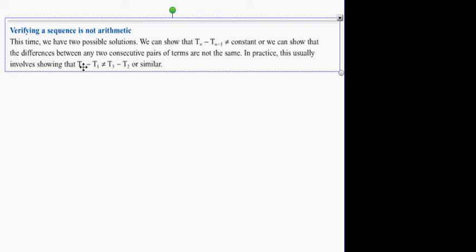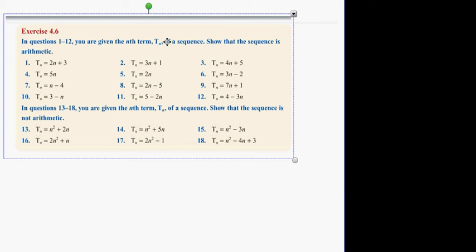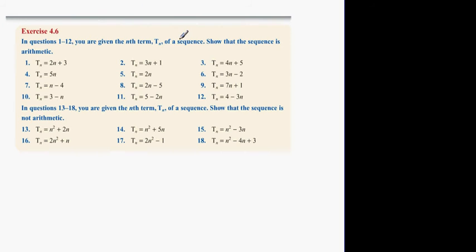So we can show that T2 minus T1 is not the same as T3 minus T2. But we're going to go with the general one. So show that the sequence is arithmetic. What we're going to do is number 12, and we might do number 5. So let's start with number 5.